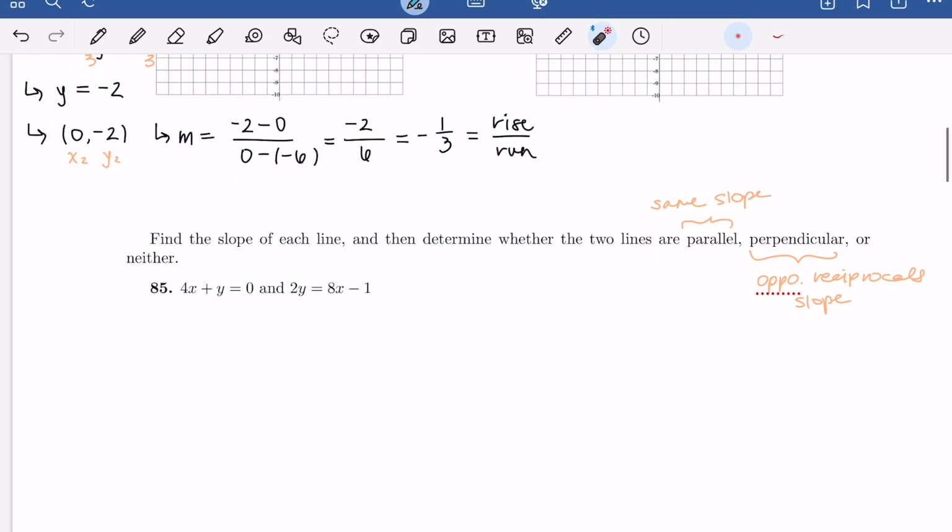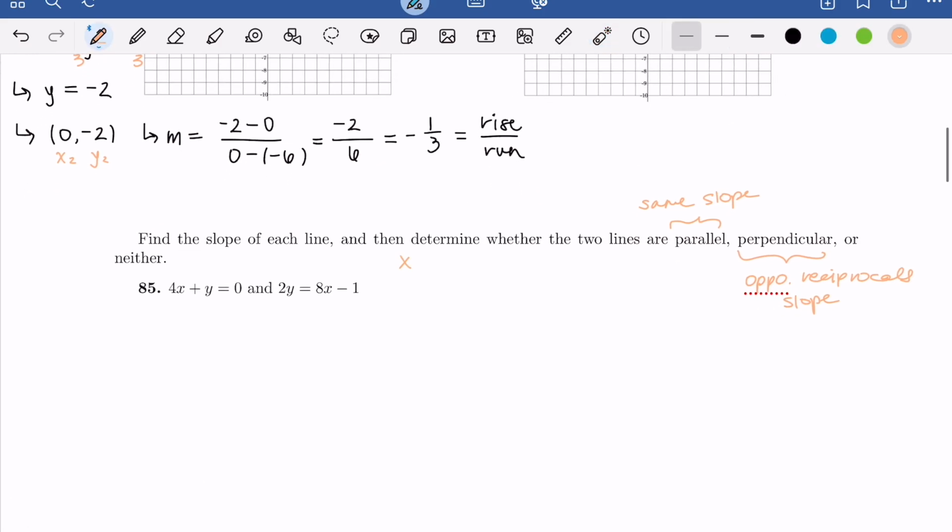But for this problem, we instead are going to use our slope-intercept form. So this is y is equal to mx plus b. When we have equations in this form, our m, or our coefficient for our x variable, is going to be our slope. And this b value here is going to be the y coordinate for our y-intercept. Okay, so what we want to do then is we want to get these equations in this form here. We want to completely solve for y, and then we'll be able to see what the slope for each one is. So let's do some color coding here.